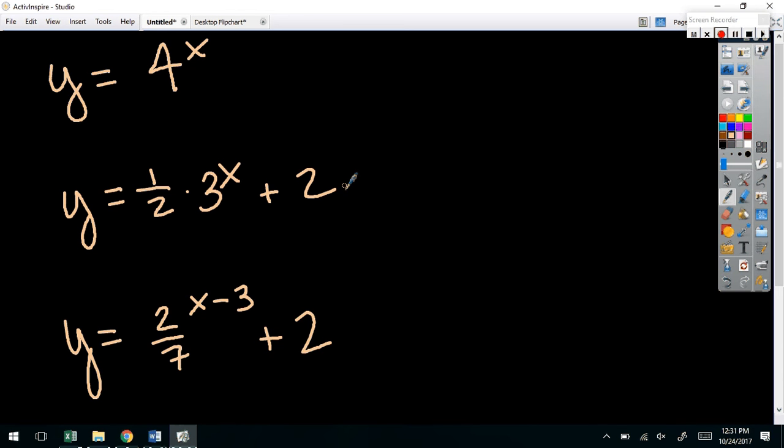First one, growth or decay? Wait. Okay. Tell me when you're caught up. We said growth, because B is 4. Above the asymptote or below the asymptote? Above, because it's positive.